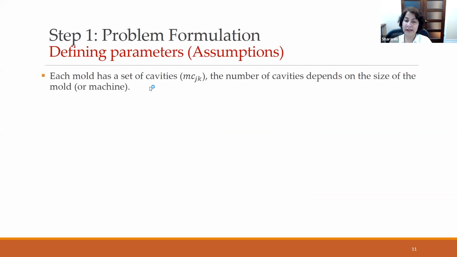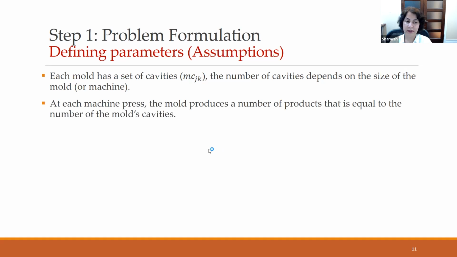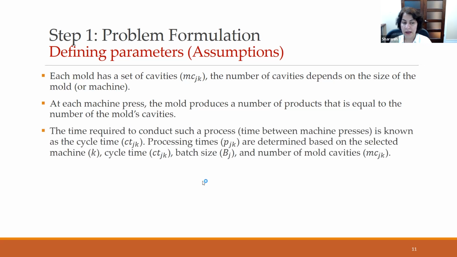Continuing with the assumptions, we also assume that each mold has a set of cavities, and the number of cavities depends on the mold and the machine size. At each machine press, the mold produces a number of products equal to the number of cavities on the mold. We also define the cycle time, which is the time between the machine presses.